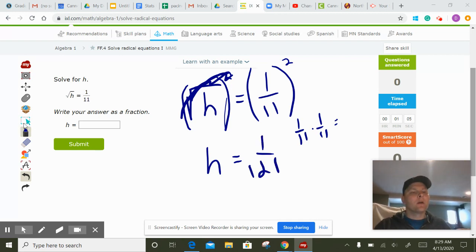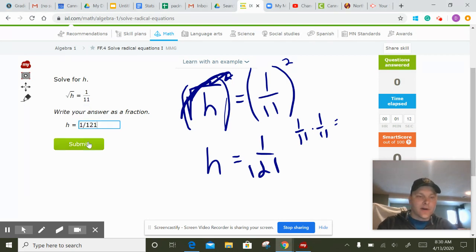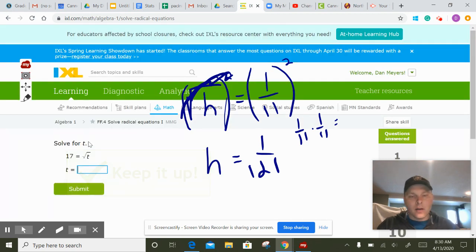Let's put that in. 1 over 121. It says submit, write your answer as a fraction, so use that slash sign, and boom goes the dynamite. All right, let's try another one here. 17 equals the square root of t.